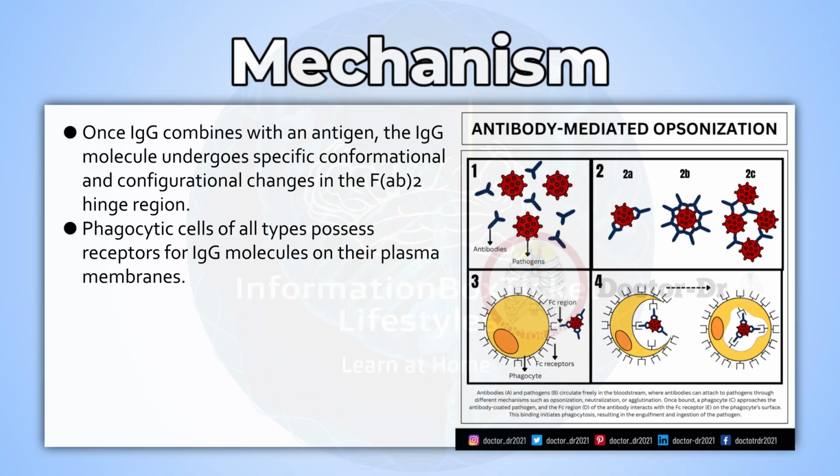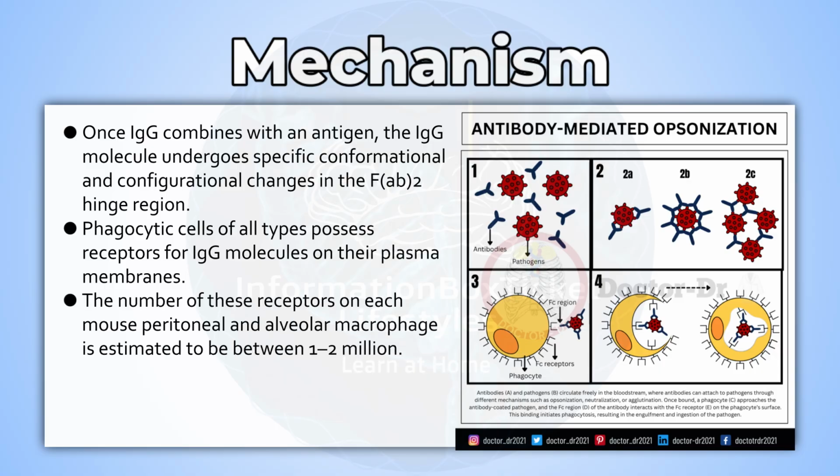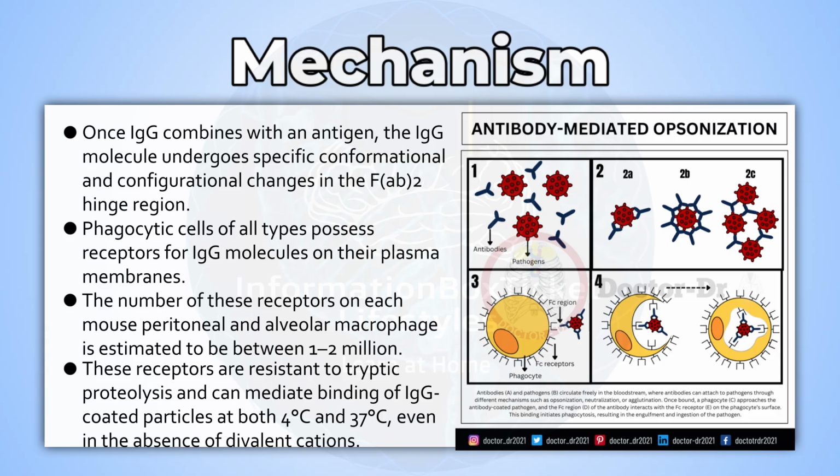Phagocytic cells of all types possess receptors for immunoglobulin G molecules on their plasma membranes. The number of these receptors on each mouse peritoneal and alveolar macrophage is estimated to be between 1 to 2 million. These receptors are resistant to tryptic proteolysis and can mediate binding of immunoglobulin G-coated particles at both 4 degrees Celsius and 37 degrees Celsius, even in the absence of divalent cations.